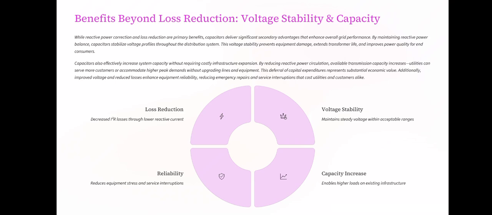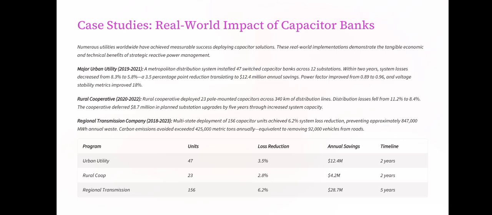Additionally, improved voltage and reduced losses enhance equipment reliability, reducing emergency repairs and service interruptions that cost utilities and customers alike. Loss reduction: decreases I-squared R losses through lower reactive current. Voltage stability: maintains steady voltage within acceptable range. Reliability: reduces equipment stress and service interruptions. Capacity increase: enables higher loads on existing infrastructure.